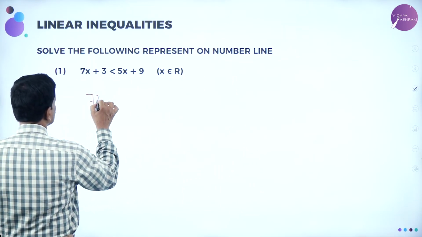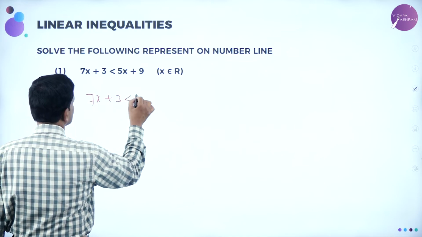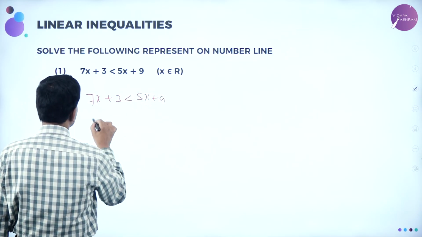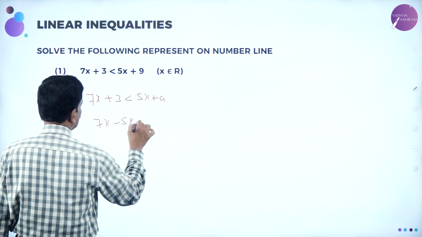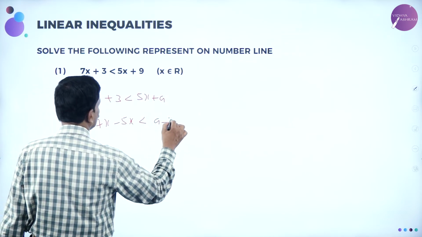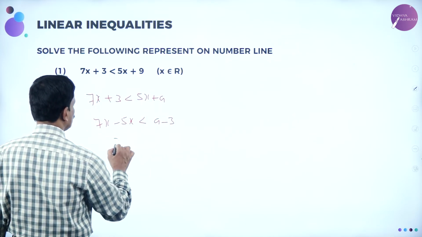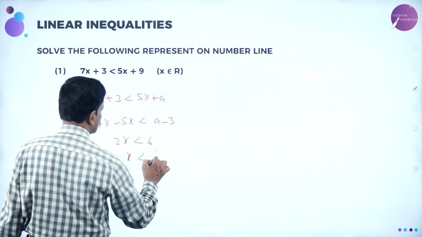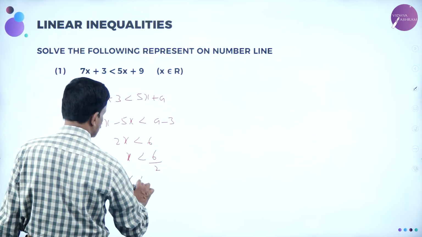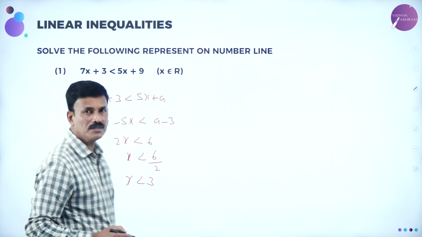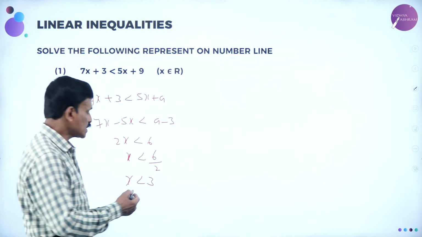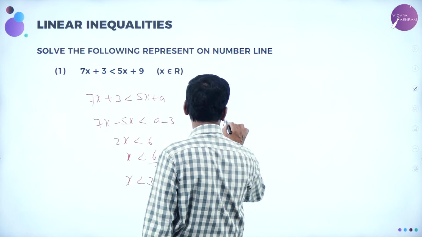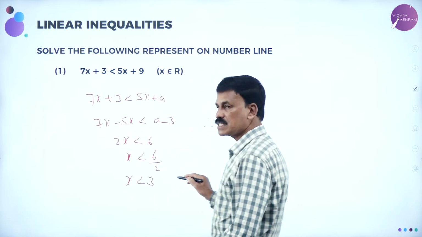So, this can be written as 7x + 3 < 5x + 9, or 7x − 5x < 9 − 3. 7 − 5 is 2x, which is less than 9 − 3, which is 6. x is less than 6 by 2, that is x < 3. So x is less than 3, therefore the solution set is x belongs to x less than 3.